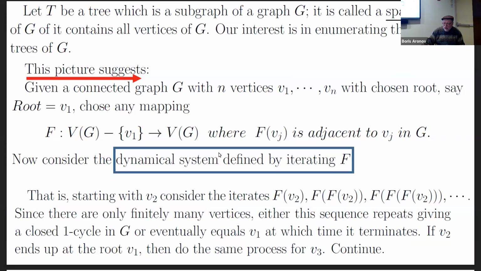For a T, a tree, which is a subgraph of a graph G, it's a spanning tree if it contains all the vertices of G, and our interest is in enumerating the spanning trees of G. Now, the picture that I just had on a moment ago suggests that given a connected graph with vertices and a chosen root, one way to organize a spanning tree is by choosing a kind of dynamical system on the set of vertices, where you have a function capital F that sends each vertex to a vertex that's closer to the root. So once you've got a tree at a root, you could just map each vertex to the next one by shrinking in along the tree.